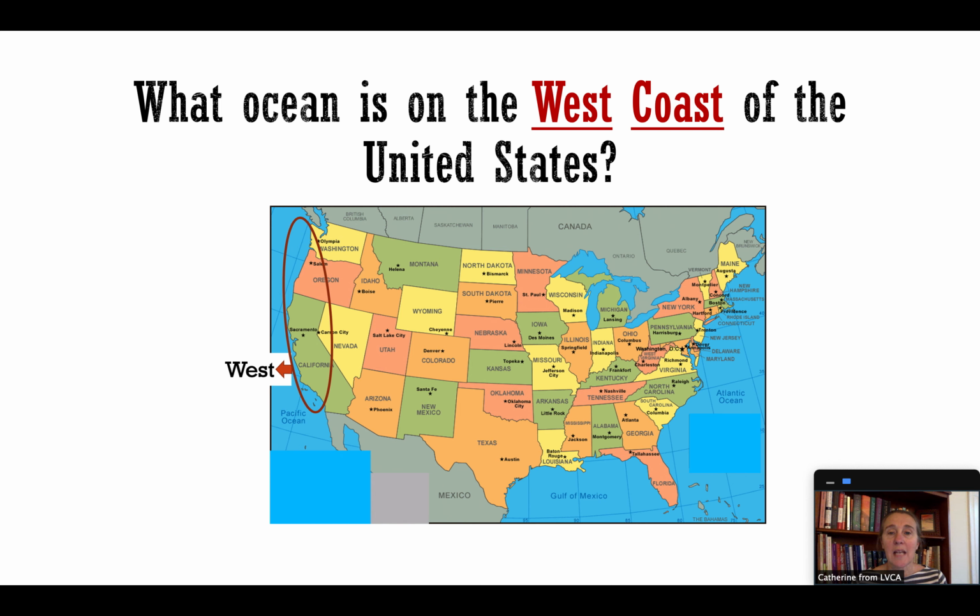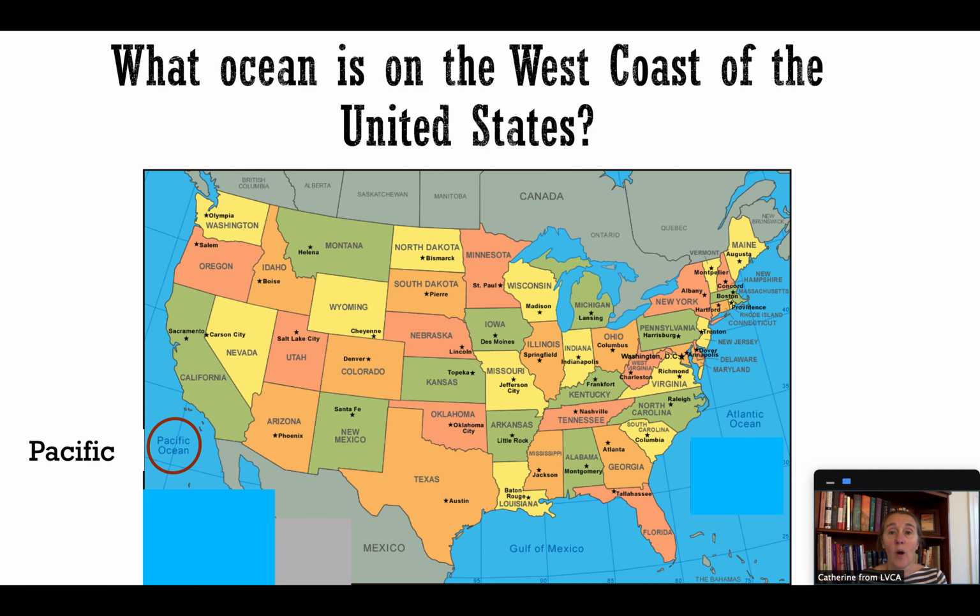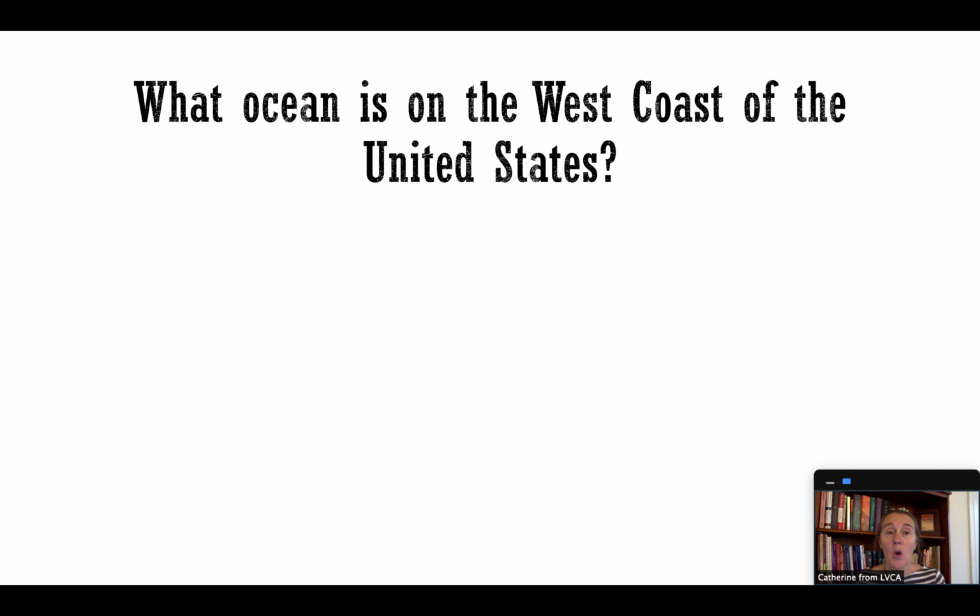What ocean is on the west coast of the United States? Now we're still on the coast, but this time we're on the west coast of the United States. What ocean is on the west coast of the United States? Pacific. Now you practice. What ocean is on the west coast of the United States? Pacific. Good.